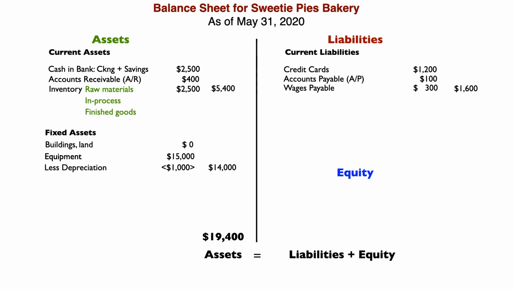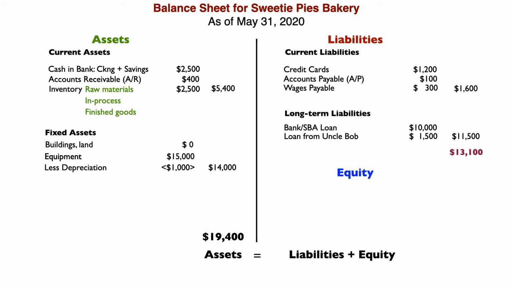The second category for liabilities are liabilities that cannot be paid off in a year or less, and typically these are real estate loans or loans in general. And here you can see Sarah took out an SBA loan for which she still owes $10,000 as of May 31st, and she has a loan from her Uncle Bob, which she hasn't begun to pay back yet. He's okay with that, for $1,500. If we add up long-term liabilities and add those to the current liabilities, we see a total liability of $13,100.